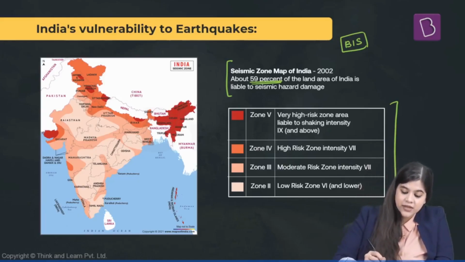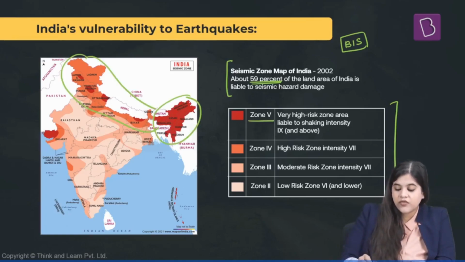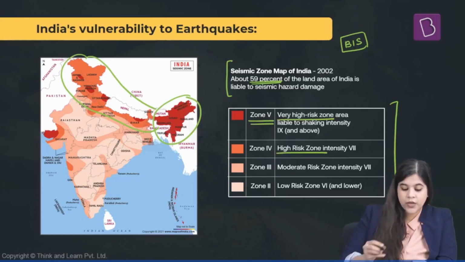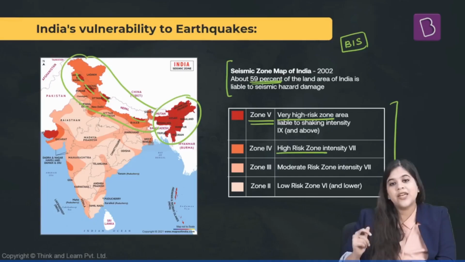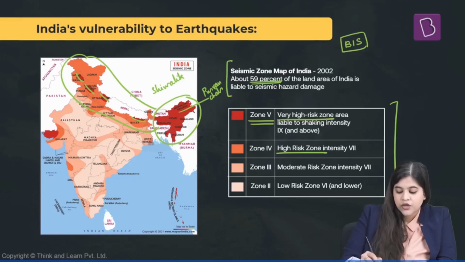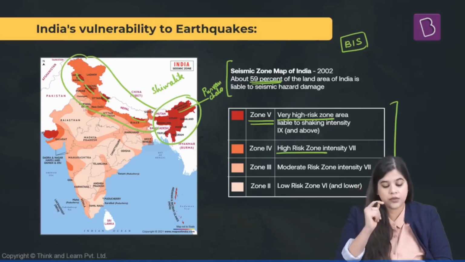You can see here that the Himalayan zone either falls in zone 5, that is very high risk zone, or the high risk zone. Here you can see is the active boundary of the Himalayas, that is the Shivalik area. And here we have the Purvanchals. So these are the active boundaries, and that is why they have the highest risk towards earthquakes.